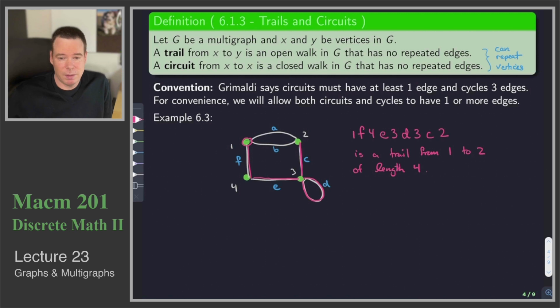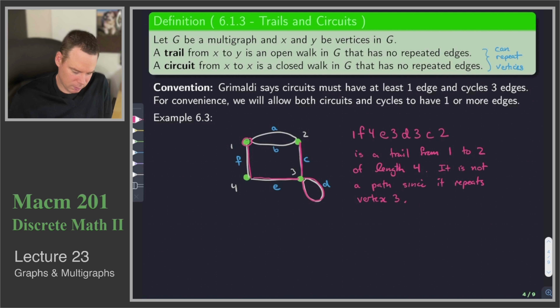But if we think back to our definitions of paths, because we defined paths very early on in the course, we talked about paths and cycles. Is this a path? Well, in a path, we aren't allowed to repeat vertices. You can think of it as a walk where you're not allowed to repeat a vertex. So in this case, this is not a path. So this is a trail from 1 to 2 of length 4. It is not a path since it repeats a vertex. In particular, it repeats vertex 3.